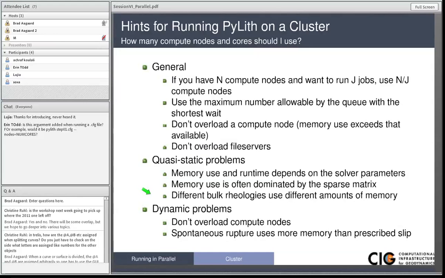Dynamic problems are a little less complicated because we don't have the sparse matrix, and so basically you just don't want to overload the compute nodes by exceeding the amount of memory or exceeding your file system. The other thing to keep in mind on dynamic problems is the spontaneous rupture. If we have to keep track of the information about the fault constitutive models in the fault, because some of those, like rate and state, have state variables, they can use more memory than prescribed slip, and so sometimes you'll see a significant difference in memory usage between, say, a prescribed slip simulation and a spontaneous rupture simulation.